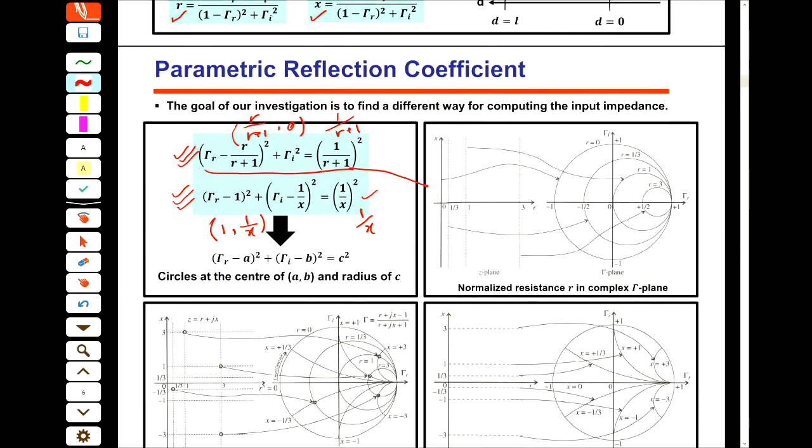So the first equation is going into this type of graph. It has a center somewhere on the gamma I equal to 0 line. So here you see that one of the centers is in the center, it has one coordinate of 0. Okay? So the center is on this, and then based on the value of R, we have different circles.